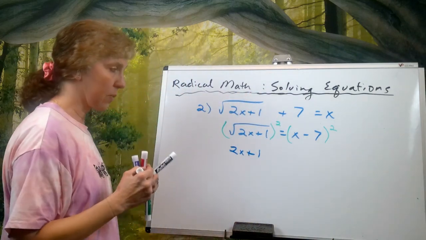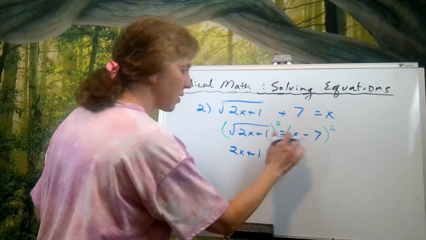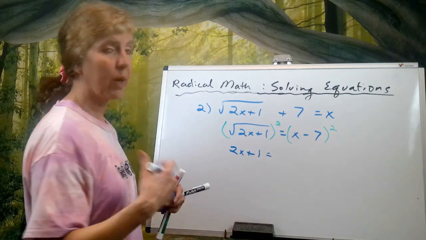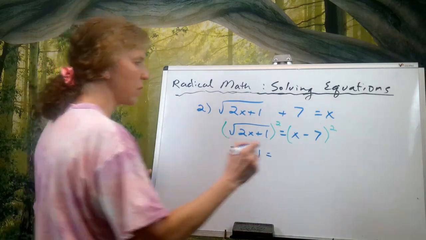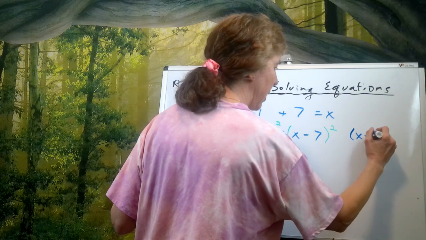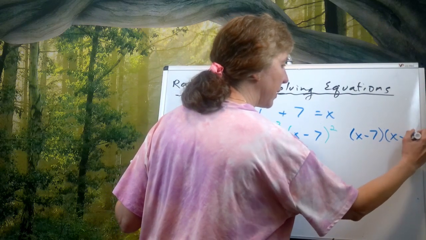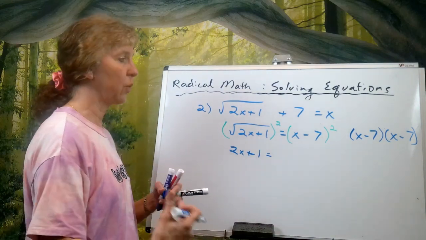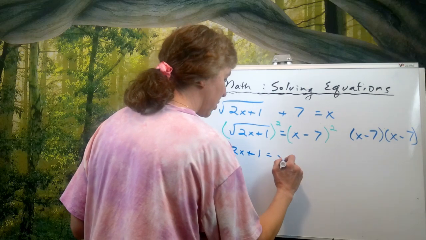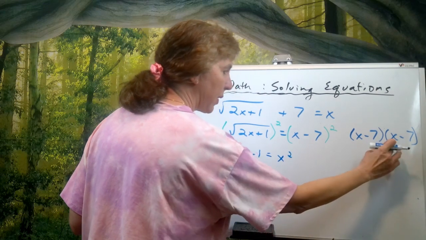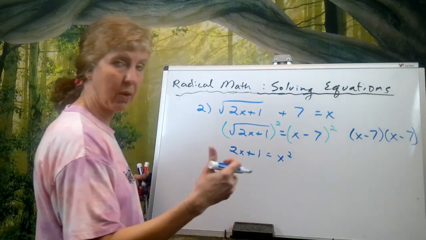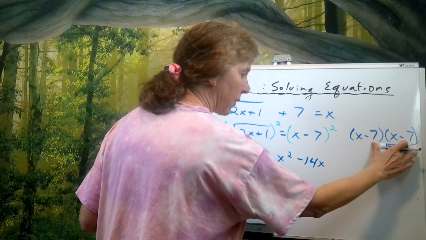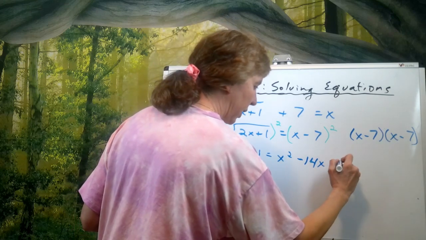On the right-hand side is where the issues tend to happen. This is not x squared plus 49. Remember that when you're squaring it, you have to FOIL it out. So in order to not forget that, it may be useful for you to write down x minus 7 times x minus 7 and to FOIL that whole thing out. So if you do that, you get your x squared, minus 7x minus 7x, that's outside, inside, right, is minus 14x. Negative 7 times negative 7 is plus 49.